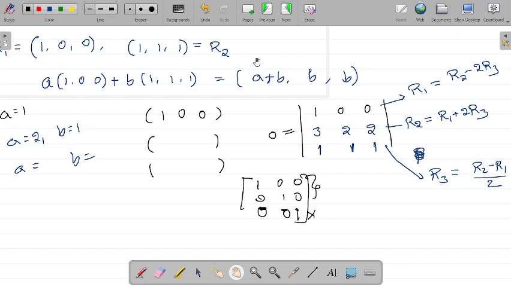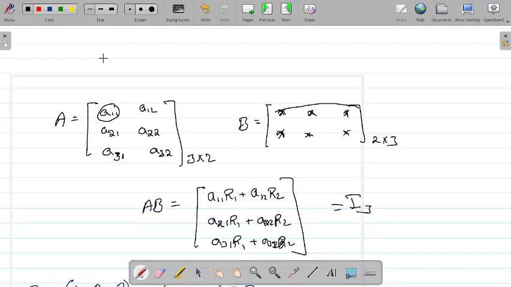Okay, now we can conclude one thing. If you have a matrix A of size m by n, and you know that m is greater than or equal to n, what can I say about the left inverse of A? Does A have a left inverse?